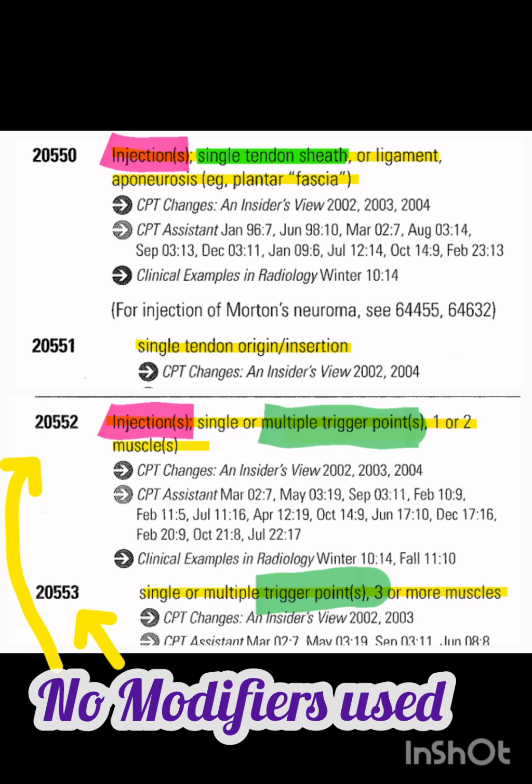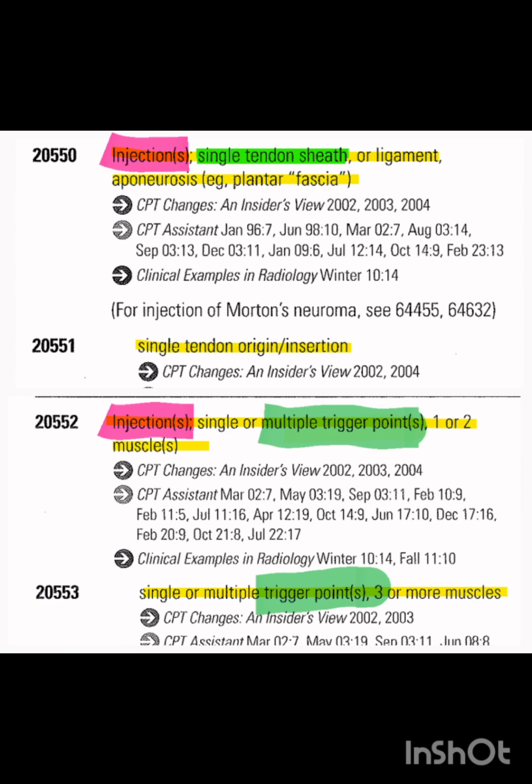Why? Because here it is coded according to the number of muscles being injected. So count the number of muscles, whether left or right, just count them and code accordingly. If one or two muscles, code 20552. If more than two, three or more muscles, then use 20553. No use of RT, LT. And these injection codes have in brackets the letter S, meaning multiple injections can be given.